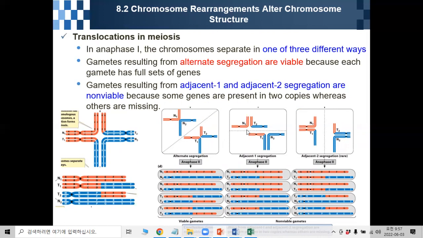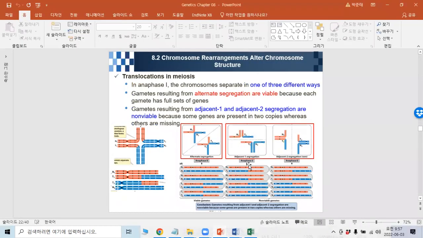Another one is adjacent. The upper one goes to one cell and the other one goes to the other cell. In this case, we call it adjacent segregation. So this one will go to one cell, and this one will go to another cell, like this. Okay, based on this, you have to know.